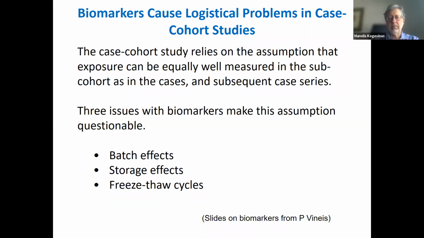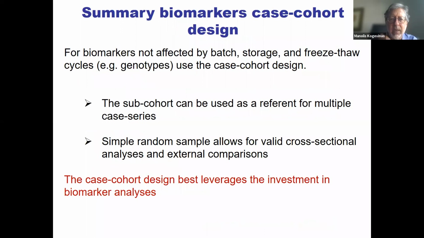So you get another set of samples. So you may have batch effects, storage effects, and freeze-thaw cycle effects. And these are serious issues because not all the chemicals, proteins, or whatever you want to analyze remain stable. And then you may have batch effects, obviously, and there are solutions to that. But you have to think of it. So there are some issues with the biomarker-based studies when you do case cohort studies at different time periods.